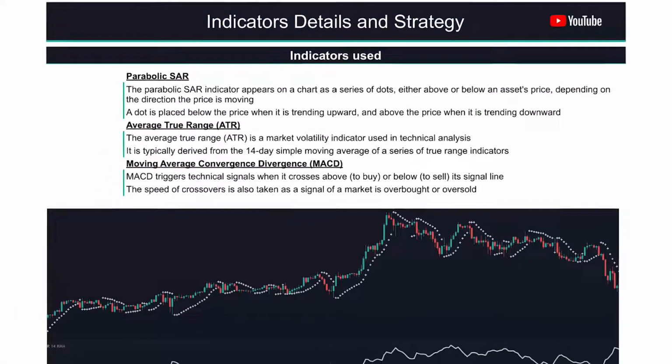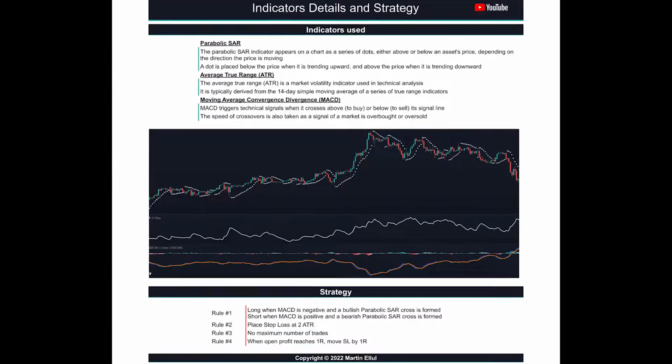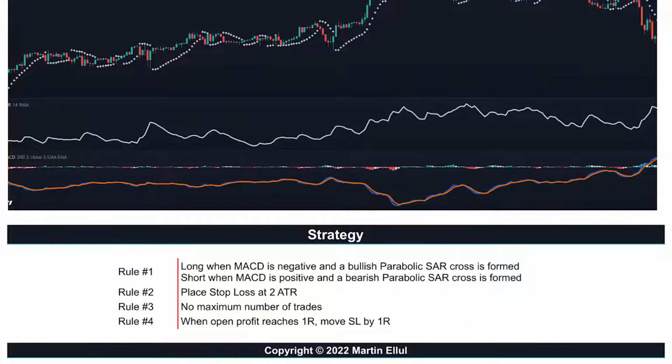So this backtest is based on the 1-hour time frame on USD JPY with a rolling stop loss. So here's the strategy. We go long when the MACD is negative and a bullish parabolic SAR cross is formed. And similarly, we go short when the MACD is positive and a bearish parabolic SAR cross is formed. The second rule is that we place the stop loss at 2 ATR. We don't have a maximum number of trades that we can have at any given time. And the final rule is that when the open profit reaches 1R, we move the stop loss by 1R in the direction of the trade.